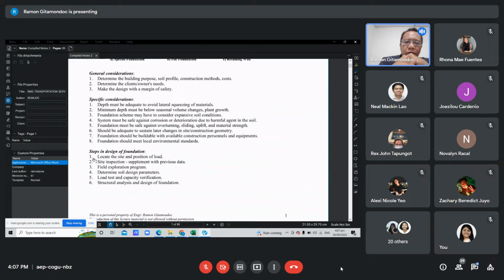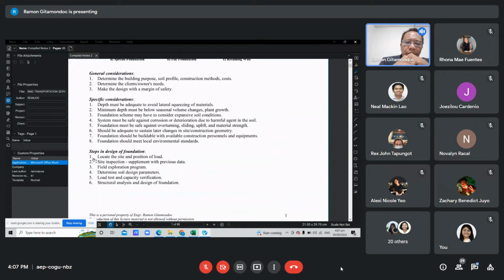So in the Philippines, we don't have much problem with seasonal volume changes, but in other countries where they have winter, the top layer of the soil will be subject to extreme changes in temperature, so it will expand and contract, it will move, together with the thermal variation.